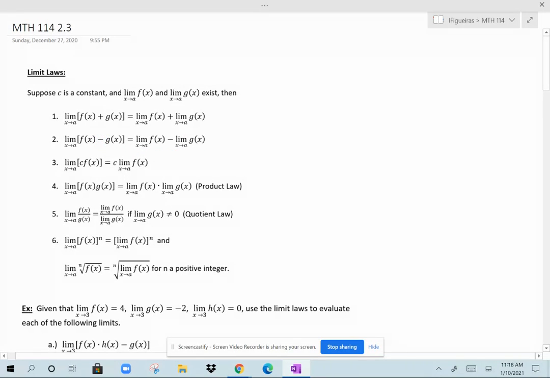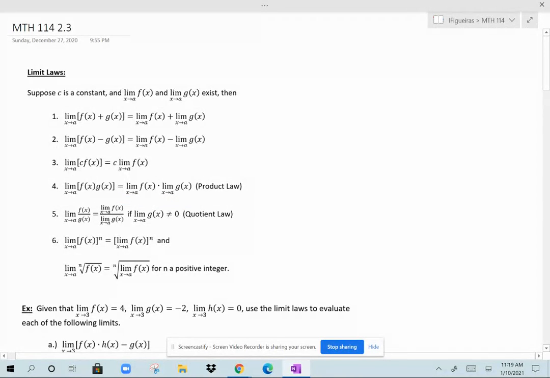The third one, when you are taking the limit of a constant c being multiplied by f of x, you can factor that number out. So that's equivalent to c times the limit as x approaches a of f of x. This one is called the product law for limits. The limit as x approaches a of f of x times g of x is equal to the limit as x approaches a of f of x times the limit as x approaches a of g of x.